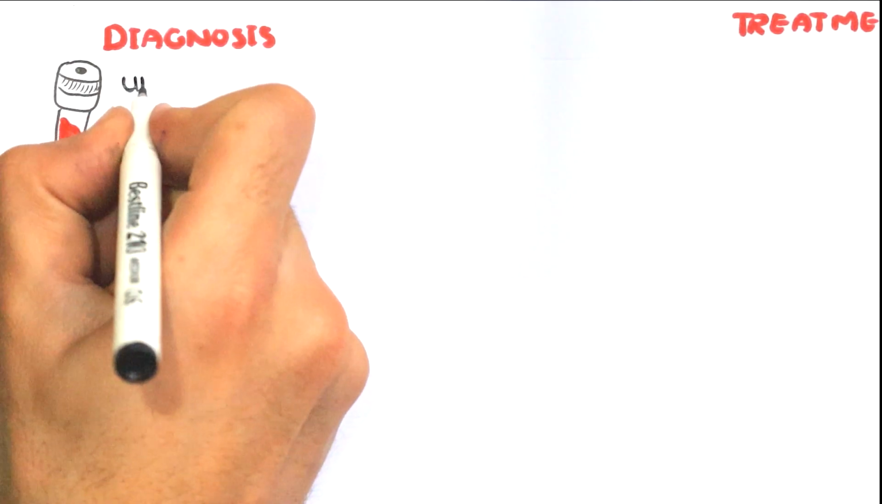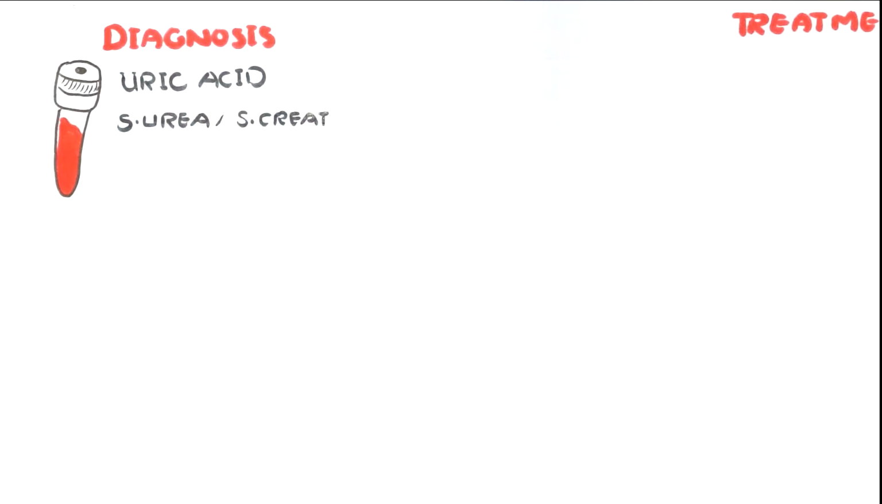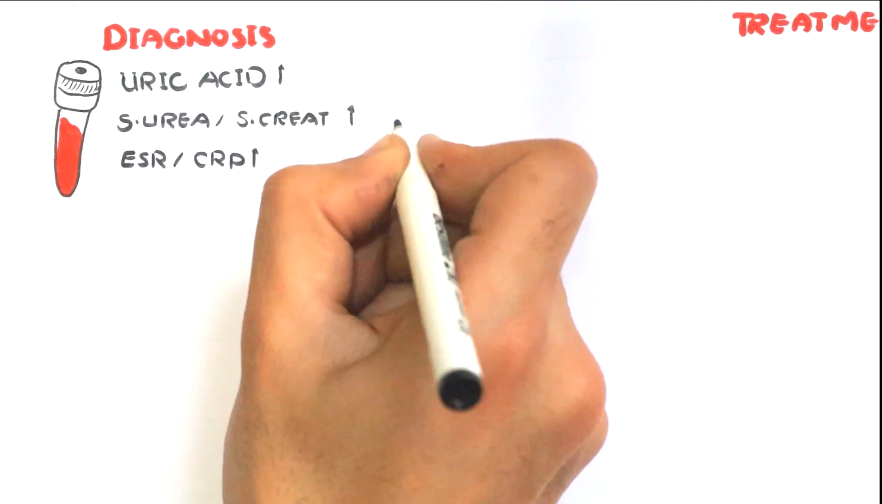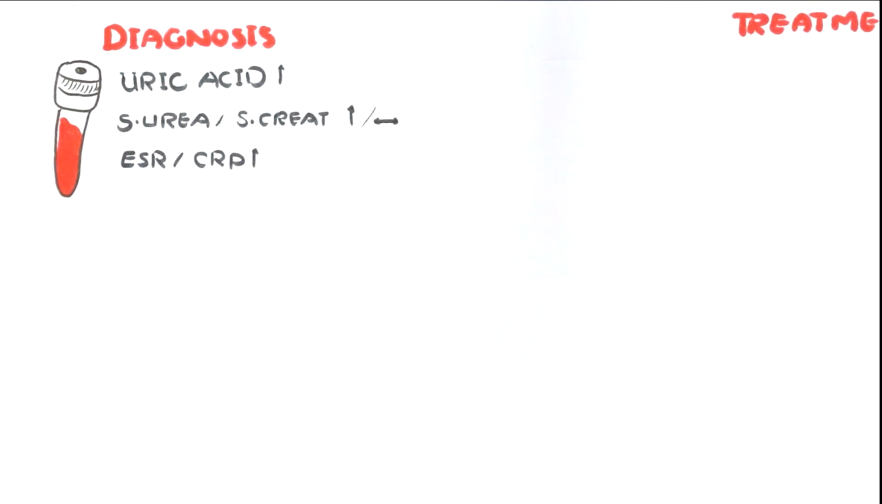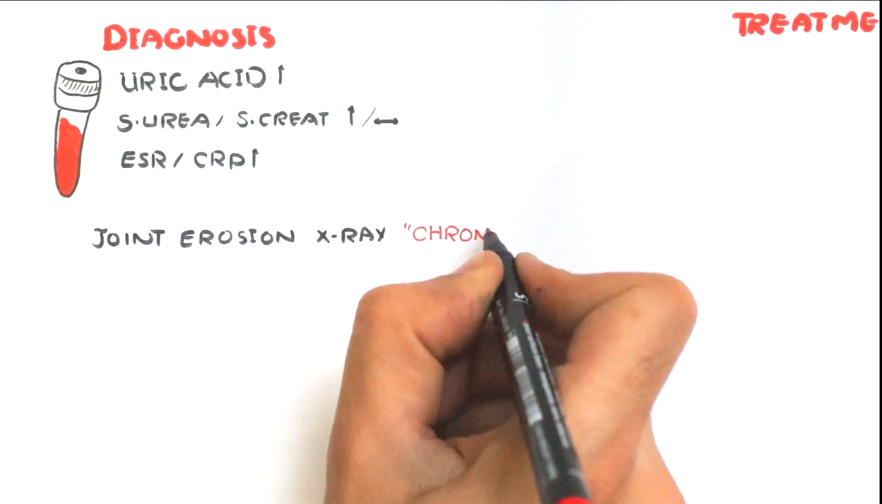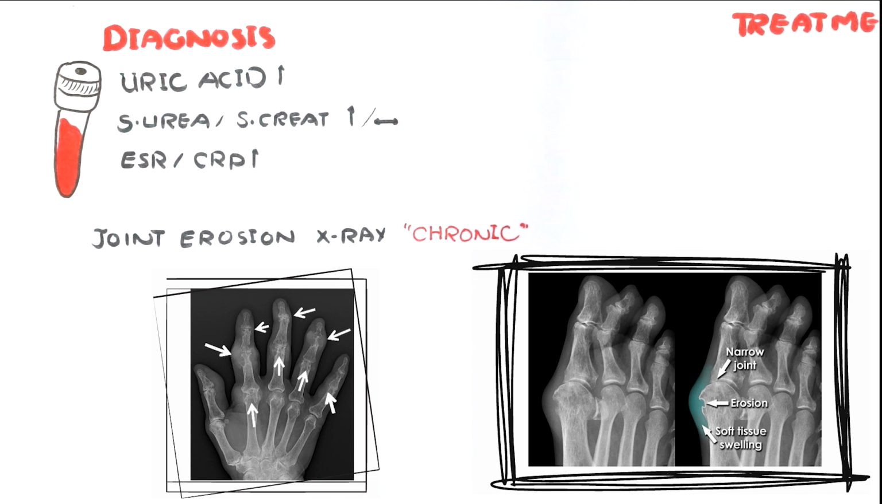Diagnosis is based on blood testing to detect the level of uric acid. Check renal function tests, serum urea and serum creatinine. ESR and CRP are also high. White blood cells are also elevated in the form of leukocytosis. Joint erosion may be seen on X-ray in the case of chronic gout. Soft tissue swelling is also found over the affected joint. Joint aspiration is the definitive diagnosis.